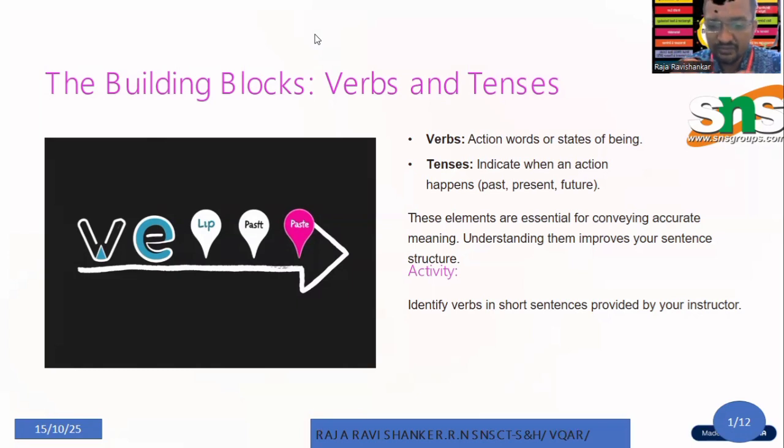So how this verb works with the singular, plural, and time. These are the two commodities which determine how these things should be. Okay. So we will see these aspects also of how these verbs work and how they are modified to different time clauses.